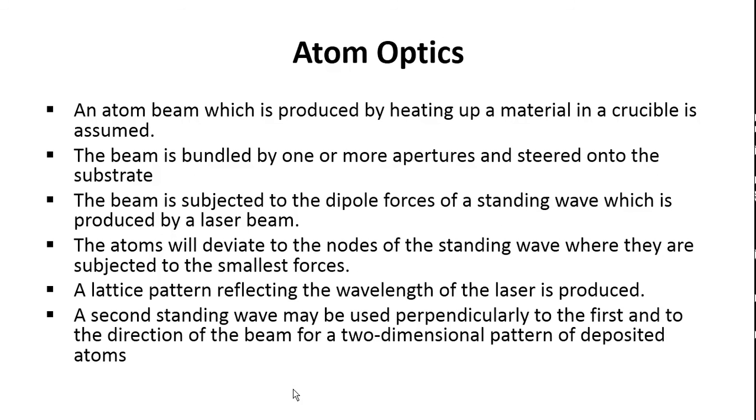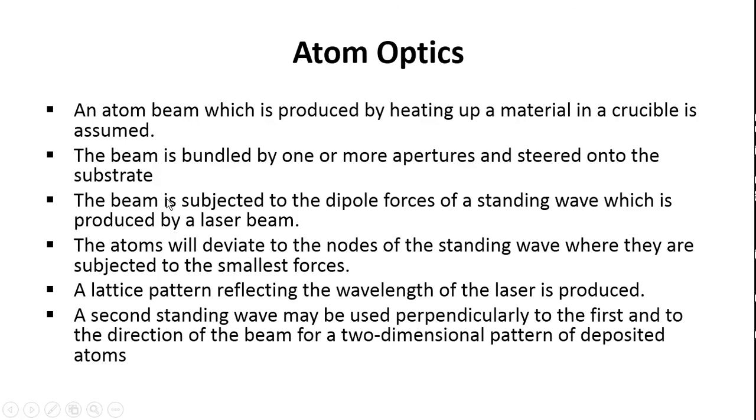So atom optics is another important thing. An atom beam, which is produced by heating up a material in a crucible, is taken into consideration. So how can we produce an atom beam? An atom beam can be produced by heating up a material in a crucible. The beam is bundled by one or more apertures and steered onto a substrate.